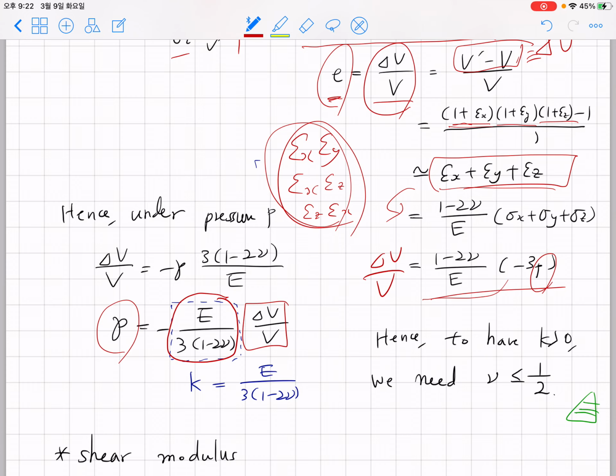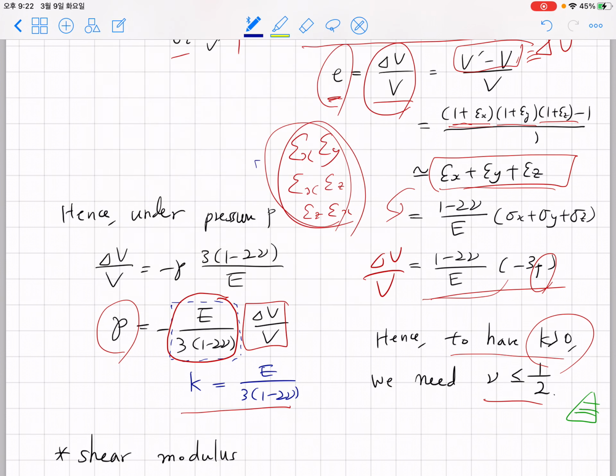And from here, what we can realize is if somebody tells us 2 out of these 3 elastic constants, then you can obtain the other one using this relationship. Or in other words, out of these 3 elastic constants, Young's modulus, Poisson ratio, and bulk modulus, only 2 are independent. Another implication here is that to have k larger than 0, we need Poisson ratio smaller than 1 over 2. This is very important, and positive k has some physical meaning.